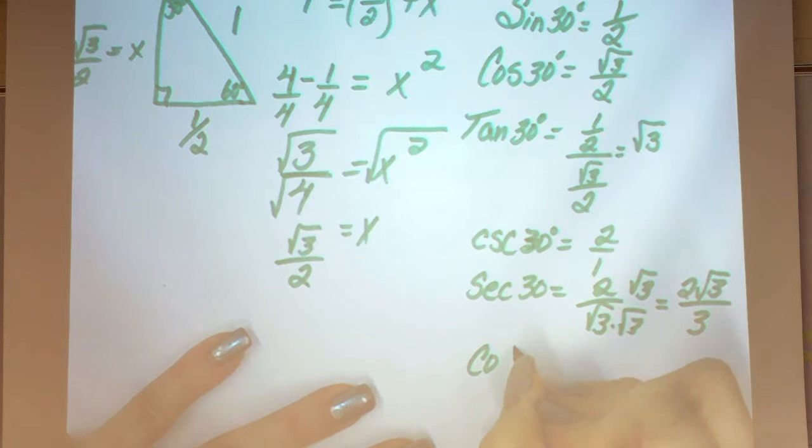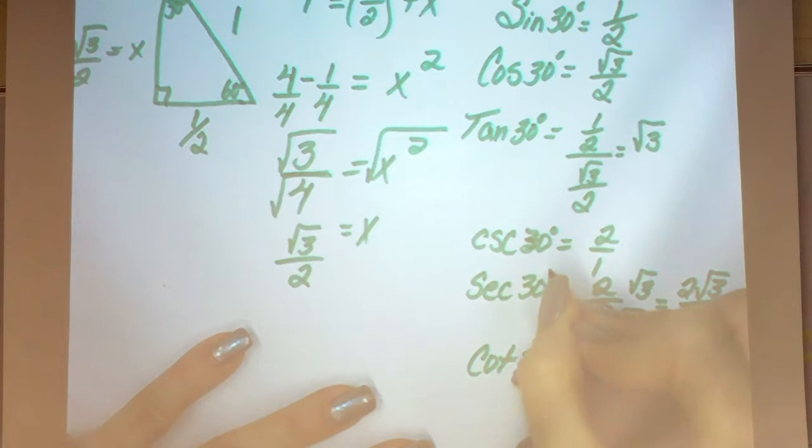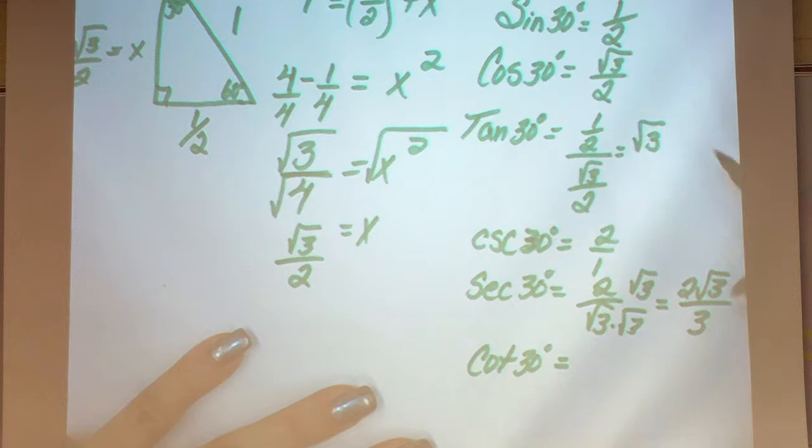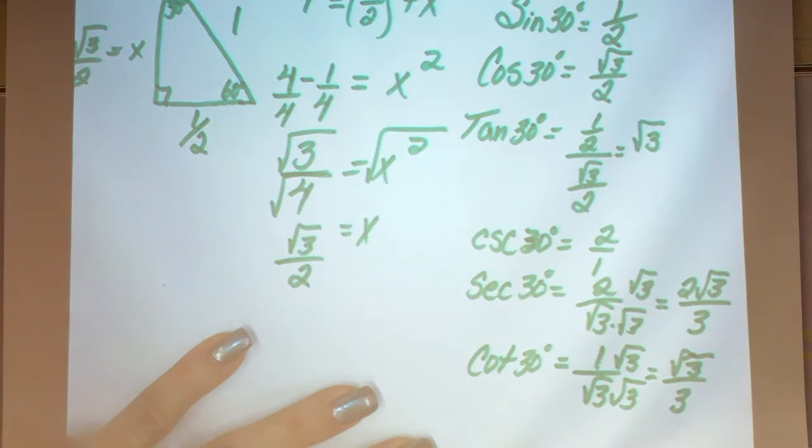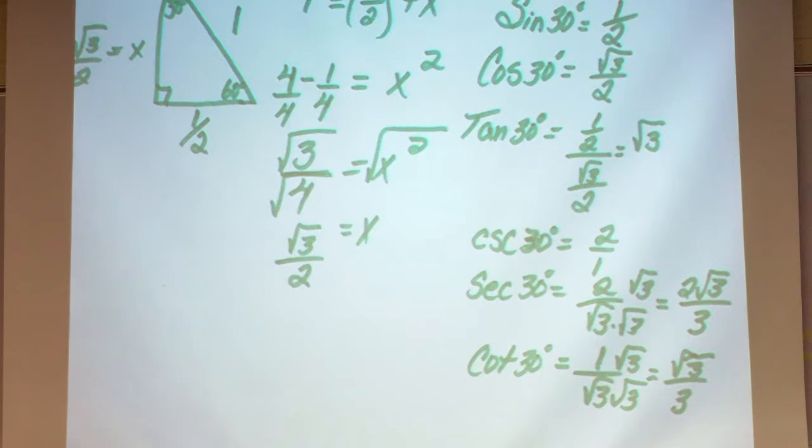And for cotangent of 30 degrees, we would have the reciprocal of the square root of 3, so it would be 1 over the square root of 3, and rationalizing the denominator, we get the square root of 3 over 3. Okay, those are your 6 trig functions of a 30-degree angle.